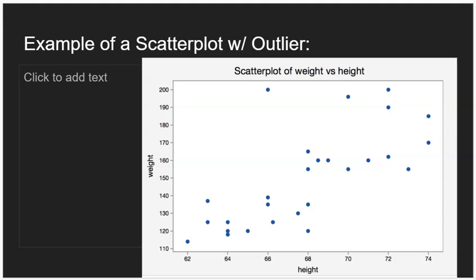So with scatter plots, outliers should be real easy to spot. If you think they're out of place, they're probably an outlier. But if you think they're pretty close to the shape, they probably aren't an outlier. Use your judgment on that one.